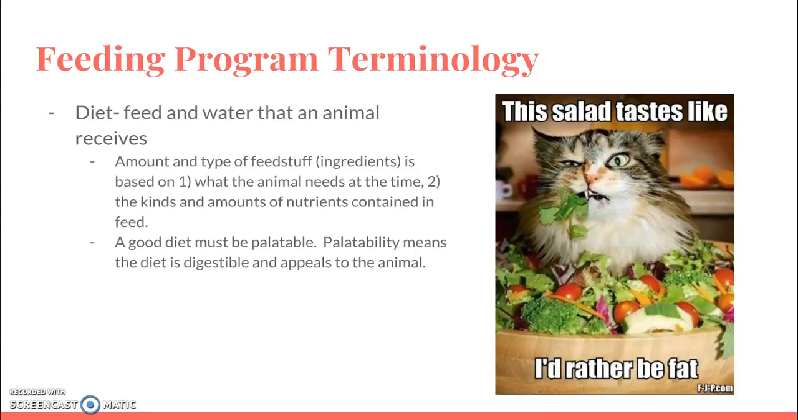A good diet has to be palatable. So palatable is just a fancy word for it's got to taste good. Palatability means that the diet is digestible and it appeals to the animal. I'm sorry. If a diet's not palatable and an animal doesn't eat it, you could have the best nutrients in that food possible, but if the animal doesn't eat it, it does them absolutely no good.